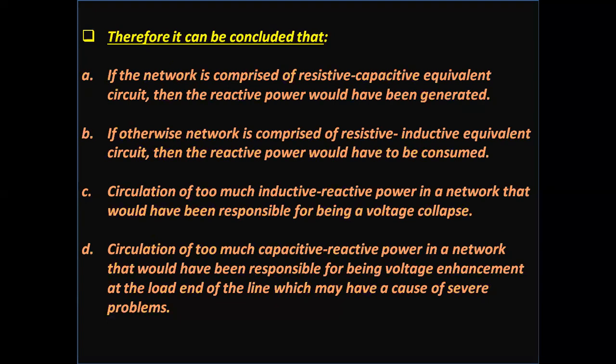Circulation of too much inductive reactive power in a network would be responsible for a voltage collapse. Circulation of too much capacitive reactive power in a network would be responsible for voltage enhancement at the load end of the line, which may cause severe problems.